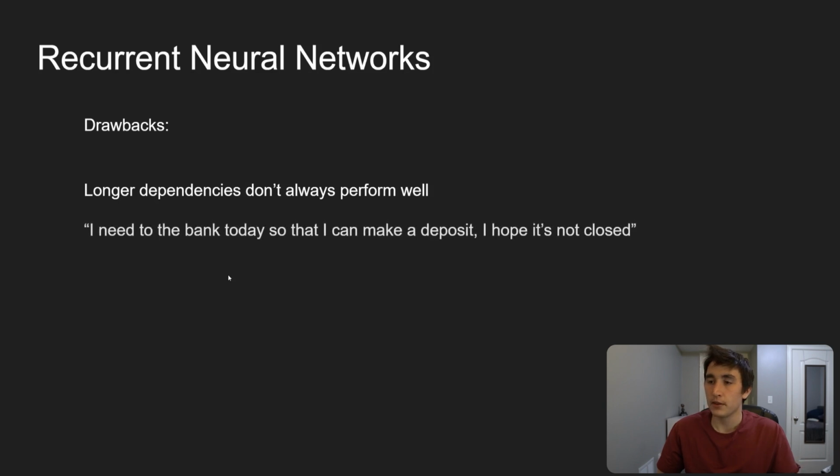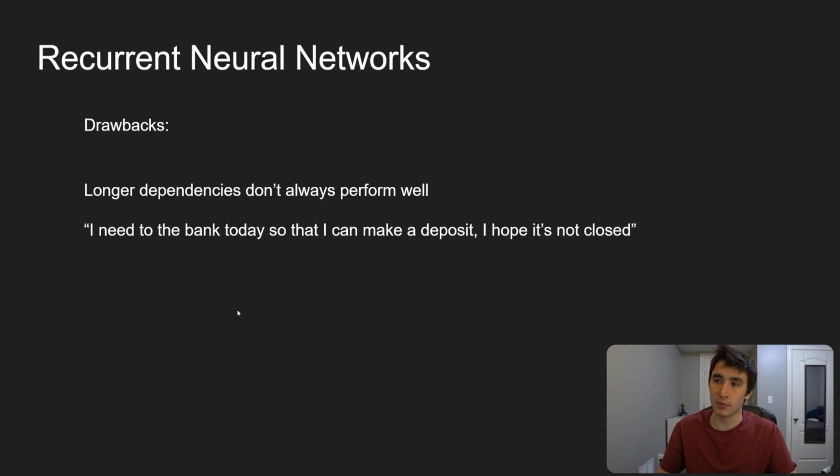So imagine you have a sentence like, "I need to go to the bank today so that I can make a deposit. I hope it's not closed." While we would be feeding in each of these words to the network, and like always that hidden state would have had some influence from each of these words. By the time we get to "closed," a word like "bank" is pretty far away. So in the final output embedding, that hidden state, it might not be clear to the network that the thing that is closed is the bank, because it's so far away in this sentence. So that's one drawback with recurrent neural networks.